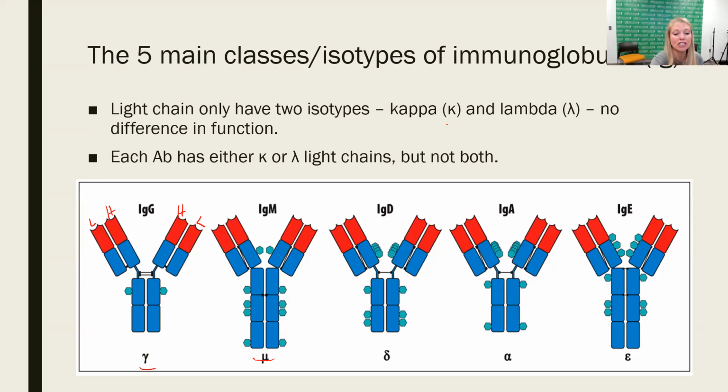The light chain, there's actually two different types: kappa and lambda. Now, essentially, there's no difference between the two, or at least we don't know of any difference in function. Each antibody is going to have either kappa or lambda light chains, but not a mixture of the two. This will make more sense when we look at how diversity is formed. Okay, so heavy chains are mu, gamma, delta, alpha, epsilon. Light chains are kappa or lambda.